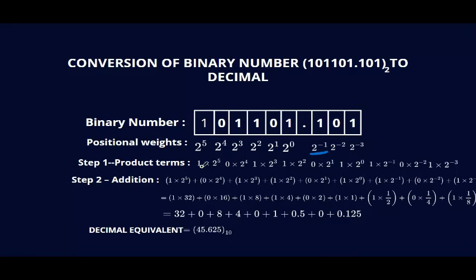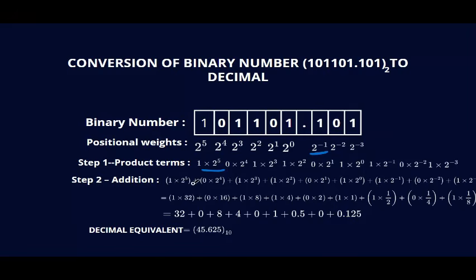So here we get 1 into 2 raised to 5, 0 into 2 raised to 4, 1 into 2 cube, 1 into 2 square, 0 into 2 raised to 1, 1 into 2 raised to 0, 1 into 2 raised to minus 1, 0 into 2 raised to minus 2, and 1 into 2 raised to minus 3. In the next step, we add all these product terms. So we have 1 into 2 raised to 5 plus 0 into 2 raised to 4 plus 1 into 2 raised to 3, and so on.